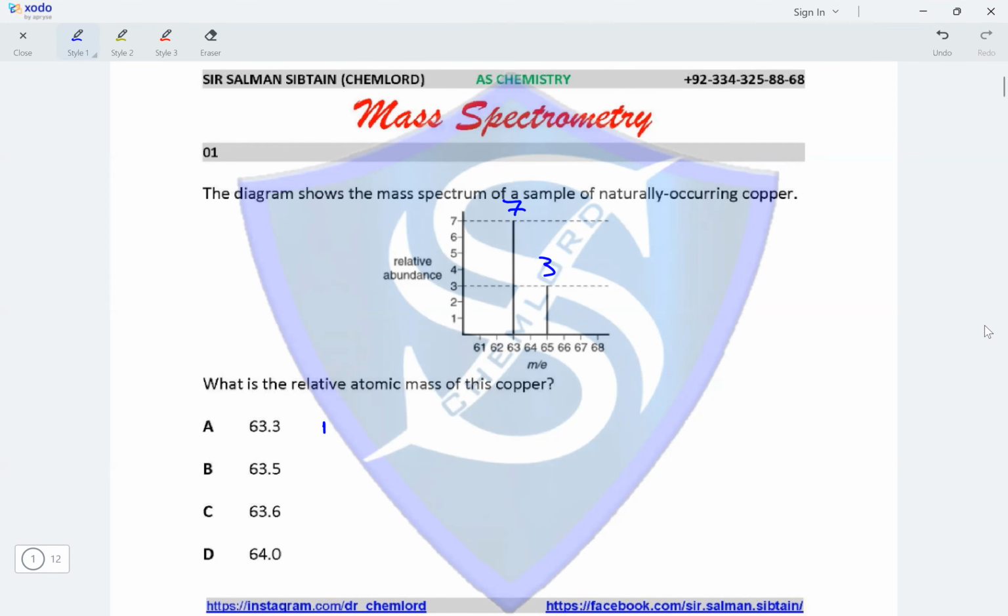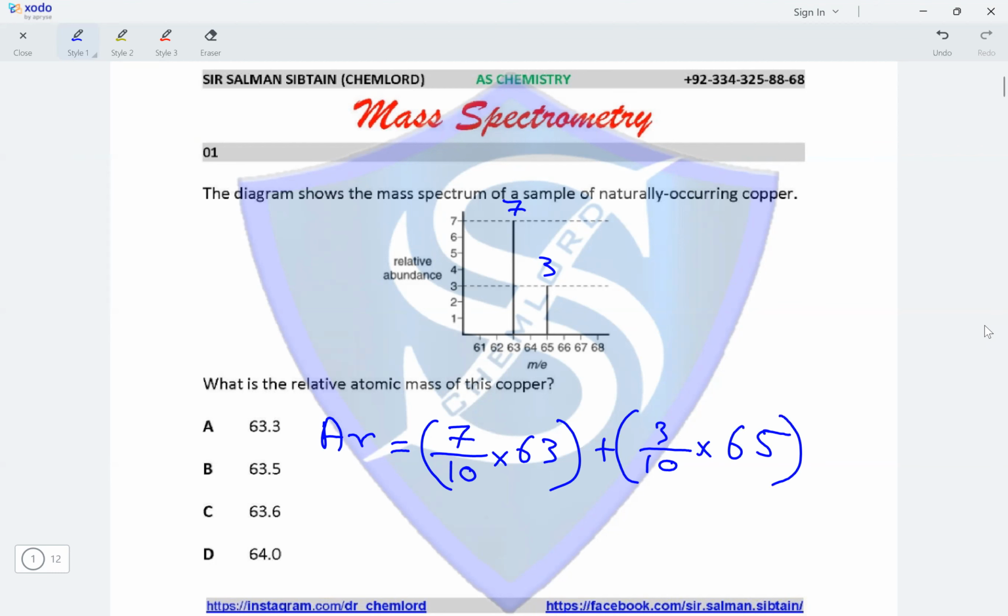In order to calculate the AR, we must calculate 7 upon 7 plus 3, which is 10, into 63, and we add this to 3 upon 10 into 65, the sum total of which will give us a value of 63.6. So, this makes option C the correct option for this question.